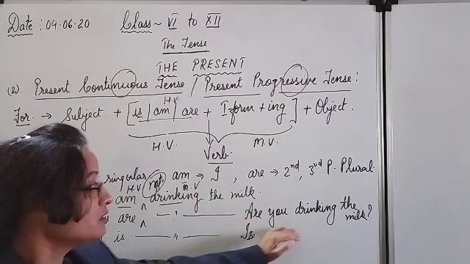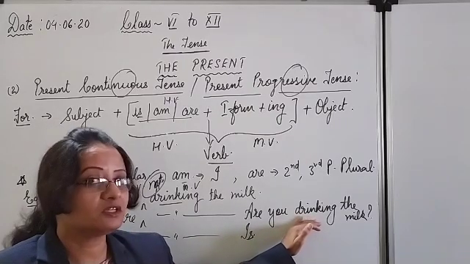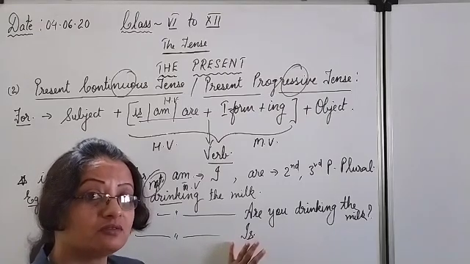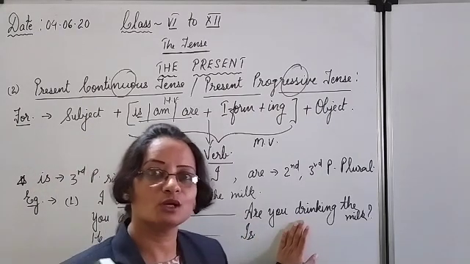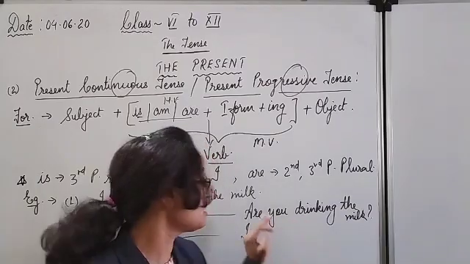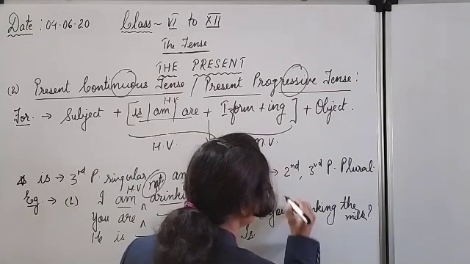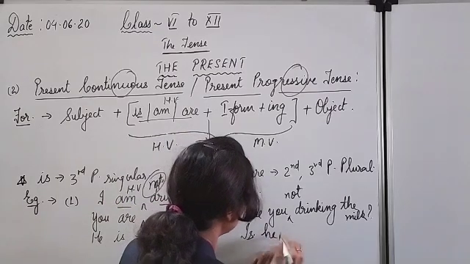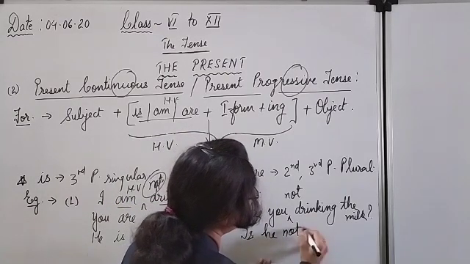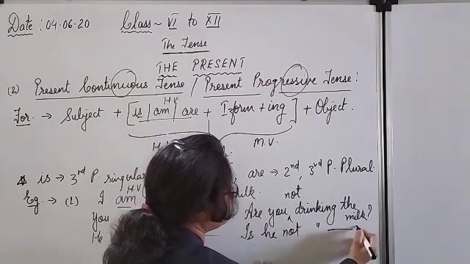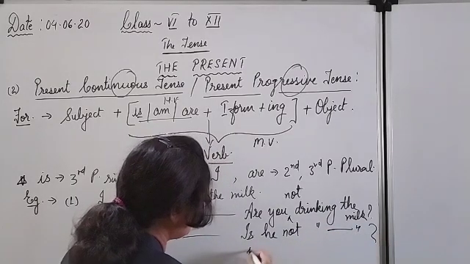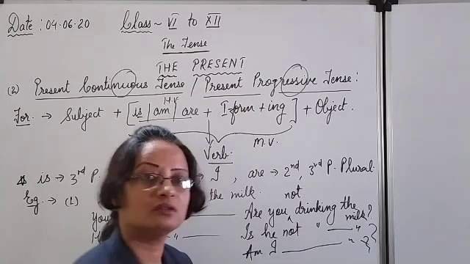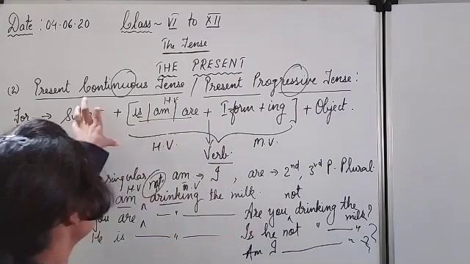Okay. Now interrogatives can also be negative. We have seen these are yes or no type of questions starting with a helping verb. Now negatives are also there. So where do you have to place the not? Yes, before the main verb. Are you not drinking the milk? Then, is he not drinking, after the subject or before the main verb. Then am I not drinking the milk? This way. Clear? The concept is clear.